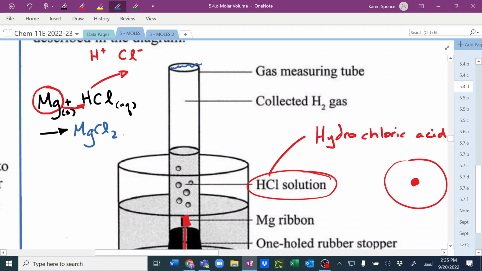MgCl2, because magnesium is in column number 2, so its charge is plus 2. Chloride is in group 17, it's 1 from the end, so it would be minus 1. Okay, so that's MgCl2. And who is our other product? H2. And if I had to put my states on these things, what do you think they would be?